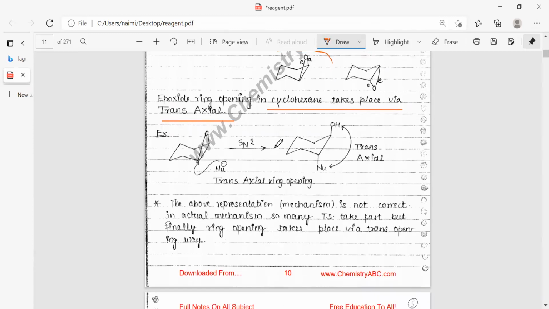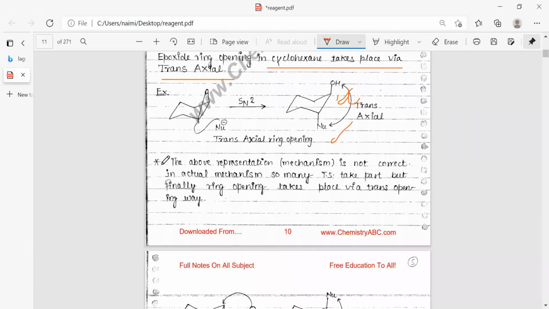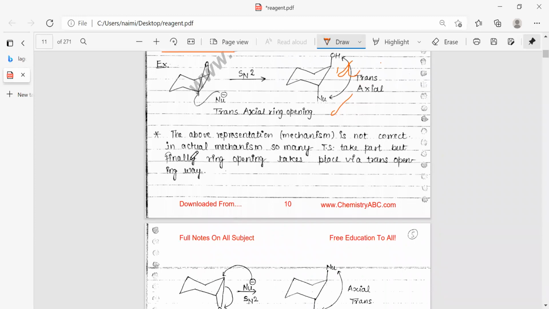So you can see again SN2 takes place on this one, so it goes to the axial, AA. Always A and A. This is axial, you can assign it as axial, and you can represent it by A. This is also A. So AA means trans and EE also refers to the trans product, while AE and EA refer to the cis. The above representation is not correct in the actual mechanism, where many transition states take part, but finally ring opening takes place via trans.